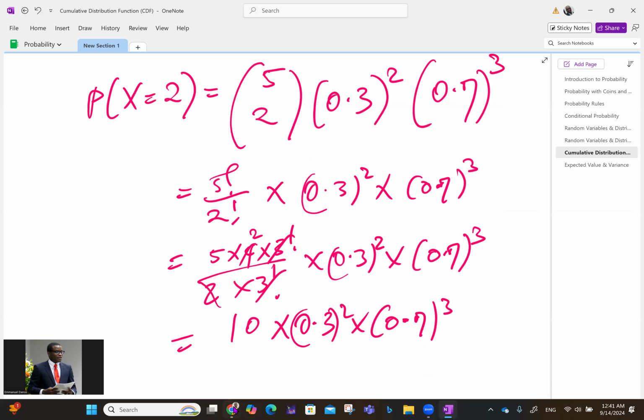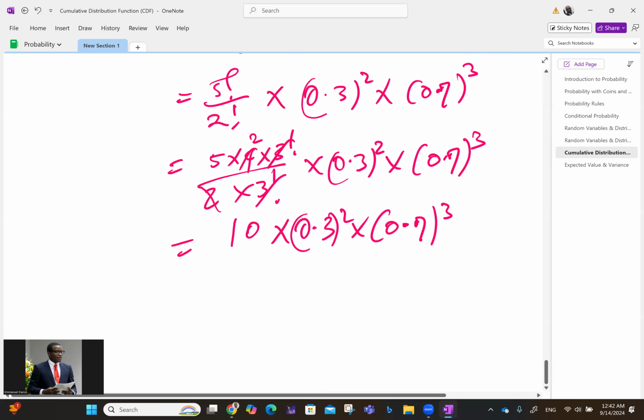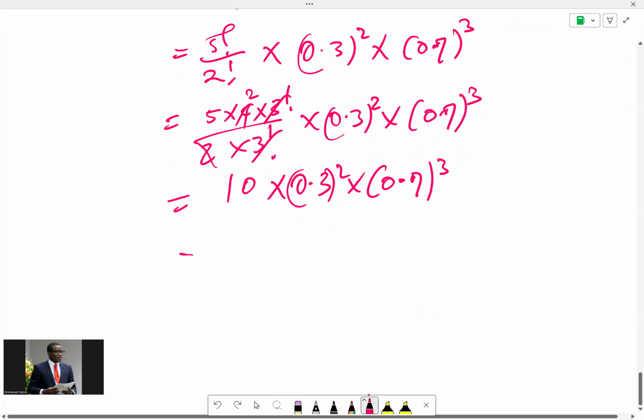So then for this now we have 10 times 0.3 raised to power 2 times 0.7 raised to power 3. So that's 0.3087. So that's the probability that x is actually 2.